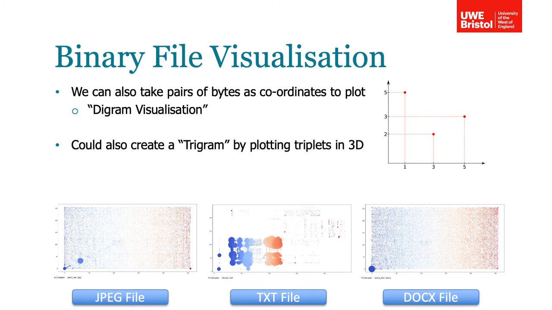Below, we can see examples of JPEG files, a text file, and a docx file. In the examples, the scatterplot is bounded between the values of 0 to 255, and so helps maintain a consistent representation to help comparative analysis. For instance, frequency of byte pairs, density of byte pairs. A trigram could also be created using triplets of bytes and plotted using a 3D scatterplot.